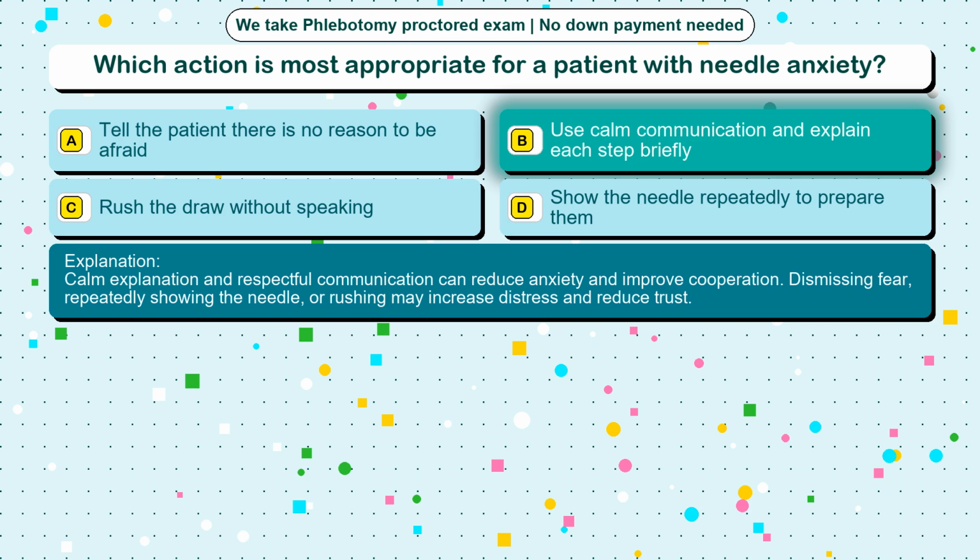Dismissing fear, repeatedly showing the needle, or rushing may increase distress and reduce trust.